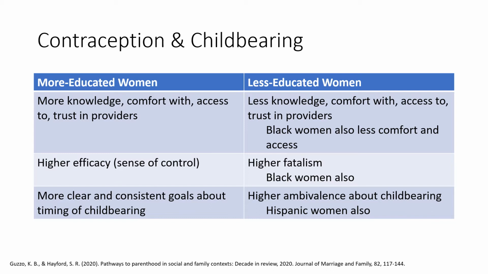More educated women will report higher efficacy, or a sense that they can control their own fertility, whereas less educated women will report higher fatalism, or a sense that they can't control it, it's out of their hands. And Black women also report higher attitudes of fatalism. More educated women will report more clear and consistent goals about their plans and the timing of getting pregnant and having kids. And less educated women report higher ambivalence about childbearing. So for example, maybe being younger and on the one hand thinking I shouldn't get pregnant because I'm so young, but on the other hand feeling like a baby could offer meaning and purpose in the absence of a clear educational and career path.